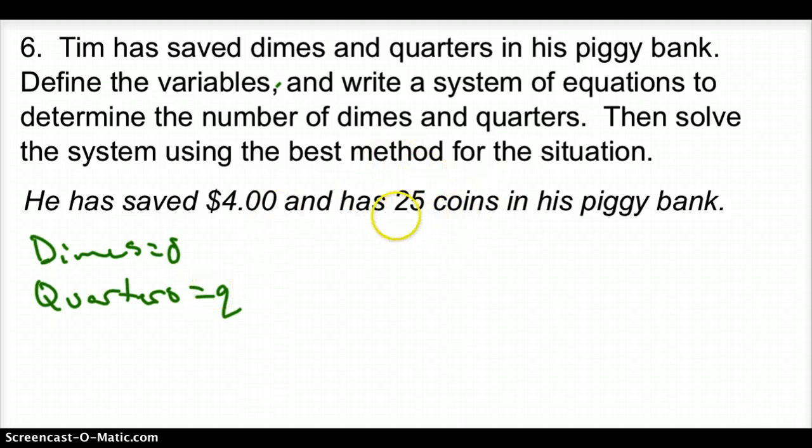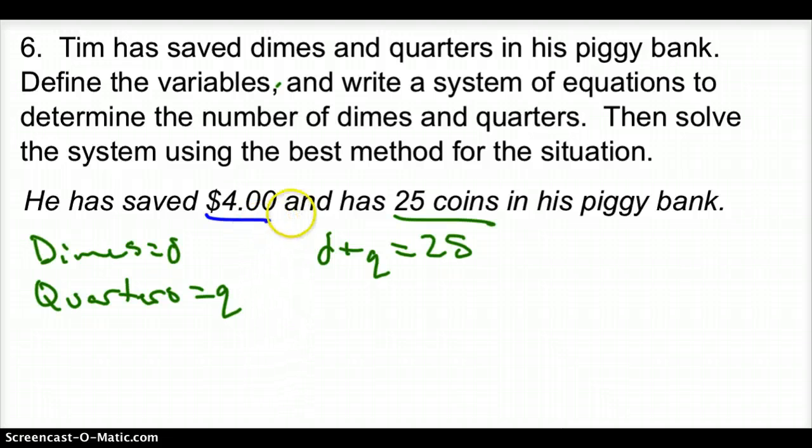So what do we have? I have 25 coins. How do I get to 25 coins? I would just add up my dimes and quarters, right? So why don't we do that? How do we represent that in math? What represents dimes? Well, D represents dimes, so dimes plus, and then quarters Q. And how many do we have? We have 25.